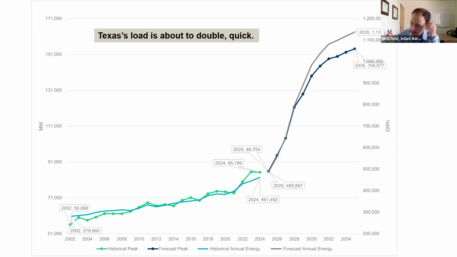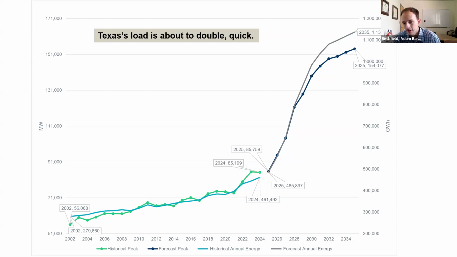So what is the takeaway from this from a transmission point of view? Well, part of the issue is there's going to be a need for more generation to match this load, but then there's also going to be a need for more transmission on the grid to meet this load.